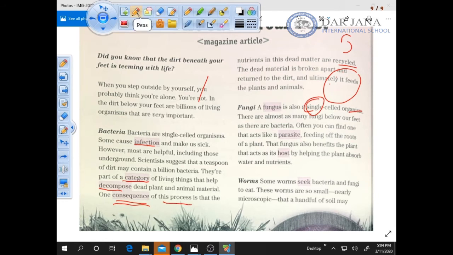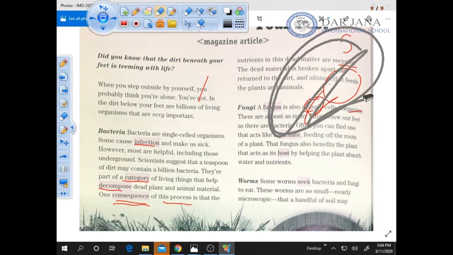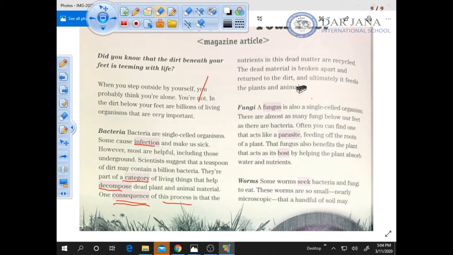There are almost as many fungi below our feet as there are bacteria. Often you can find one that acts like a parasite, feeding off the roots of a plant. Now look, parasite, feeding off. Now, it says feeding off the roots of other plants.